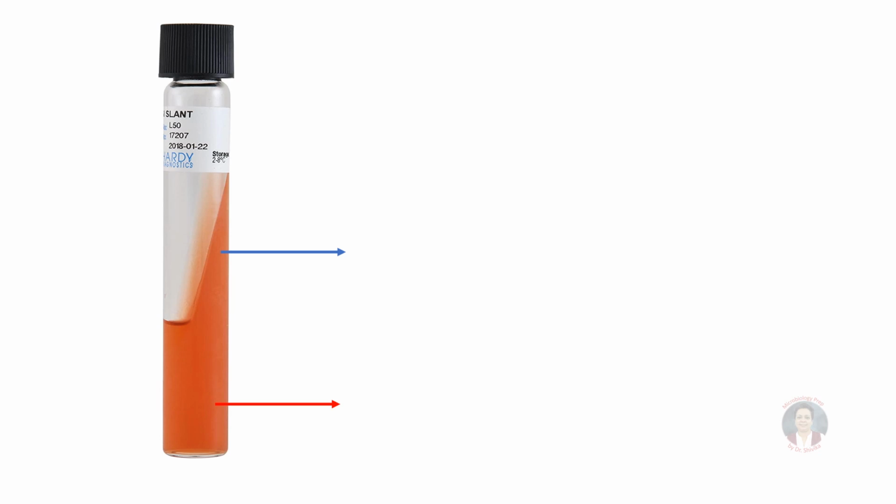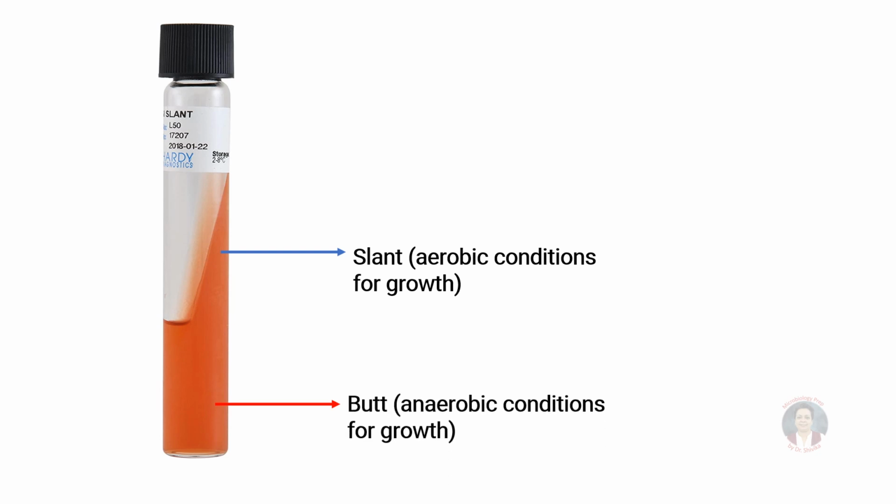This is what it looks like when it is uninoculated. The blue arrow is indicating the slant, which is providing the aerobic conditions for growth, and the red arrow is pointing to the butt, which is providing anaerobic conditions for growth. The results of the test are always interpreted and expressed in both the slant and the butt region.